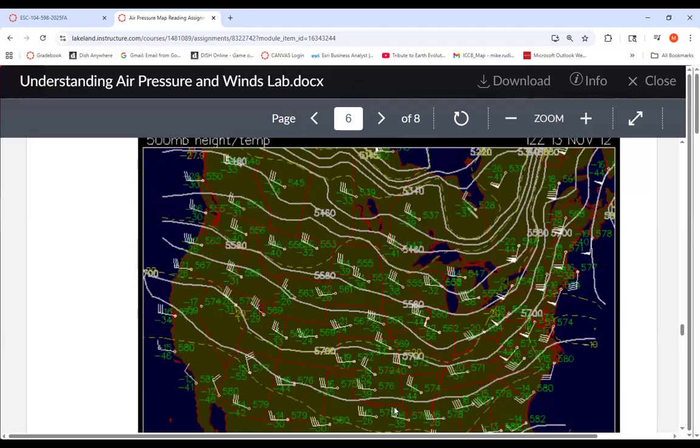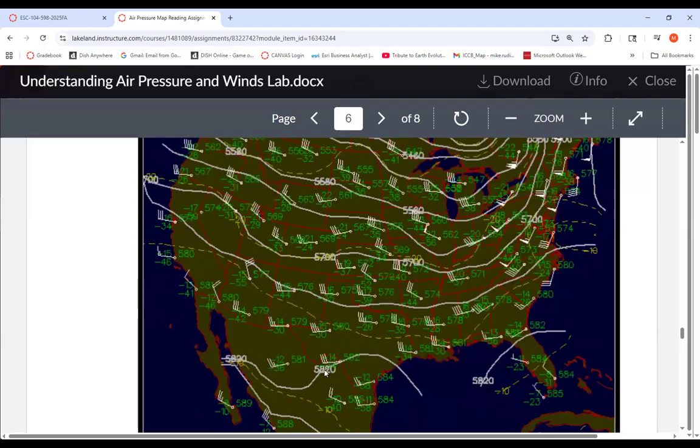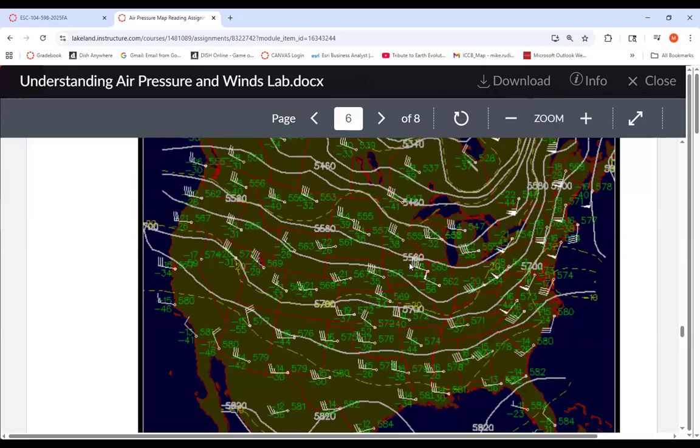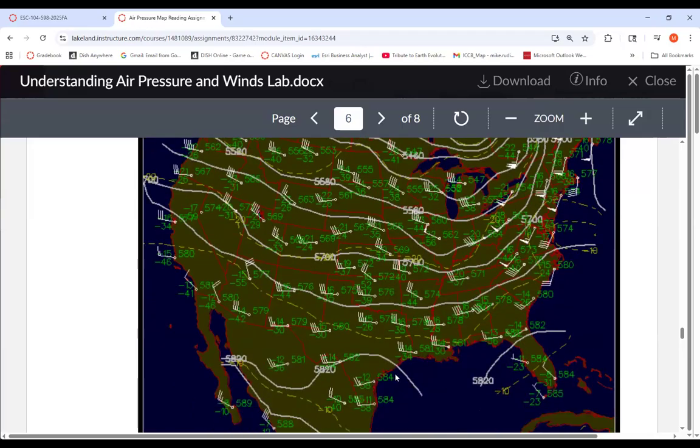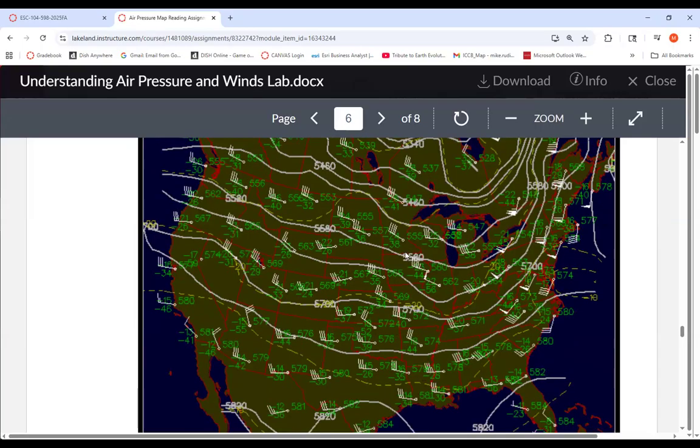Now, if you'll notice, as you go to the north, you go from 5,820 to 5,700, 5,580, 5,460, 5,340. What's happening as I go this way? Are these lines getting higher or closer to the ground? They're 5,800 meters here, and as I go to the north, they're 5,500, 5,400, 5,300. As I'm going this way, the 500 millibar lines are not going up. They're getting closer to the ground because the air is getting colder, and colder air compresses and warmer air expands.